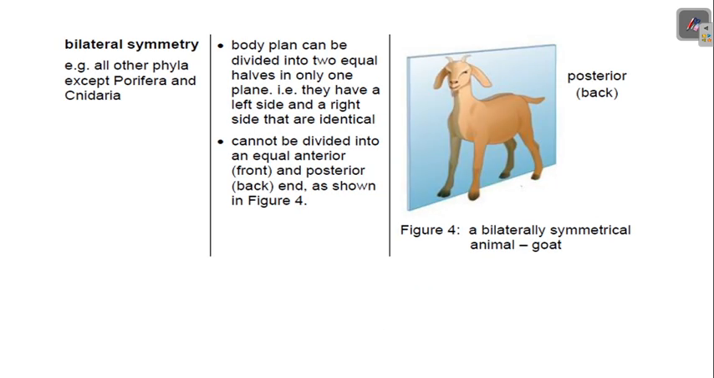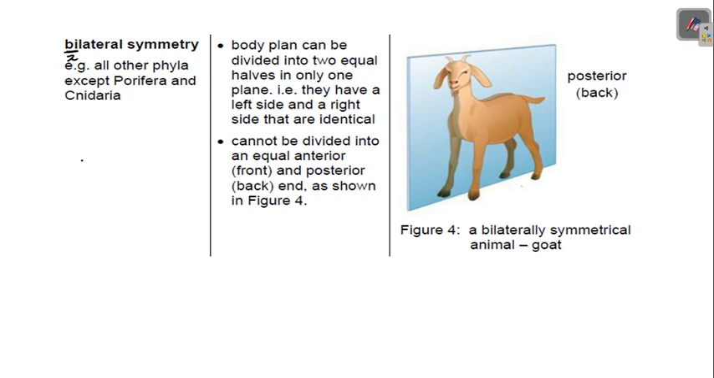And then the third one is bilateral symmetry, bi meaning two. This body plan can be divided into two identical halves only in one plane. If you cut it from that one plane, you will have two identical halves. A perfect example would be animals under the phylum Chordata. We have bilateral symmetry. If you cut me in half, from the front going down.